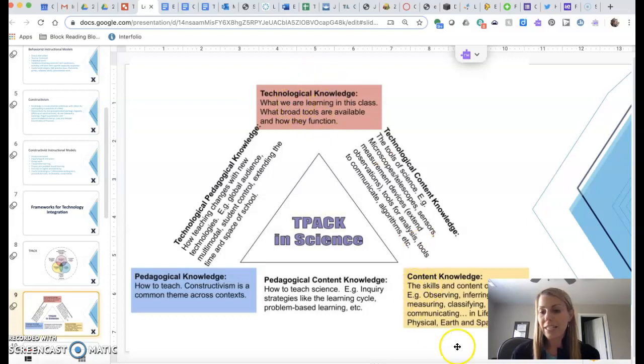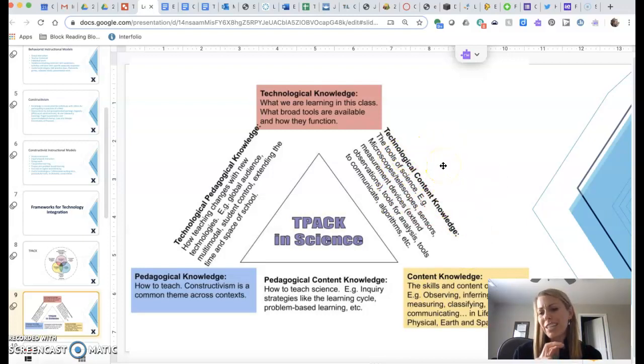And then the content knowledge in science, or the skills and content of science. So in science, we have skills like observing, inferring, measuring, classifying, predicting, communicating. And then we also have life science, physical science, earth and space science. Those are all the sciences taught in middle school. And in between there are how those two things interact, the technological content knowledge.